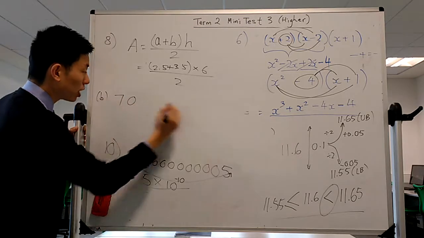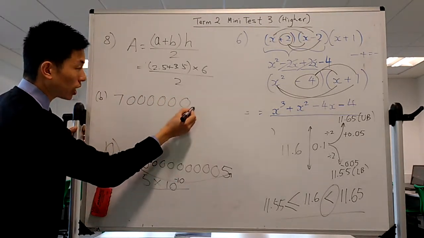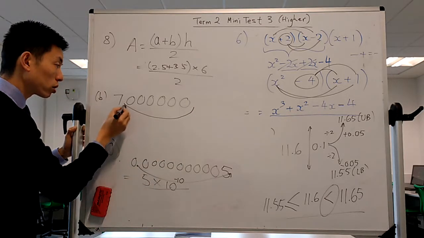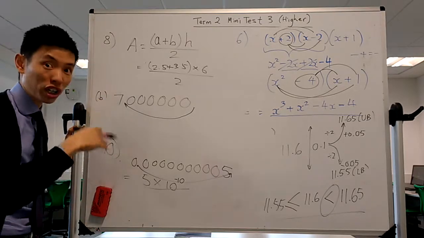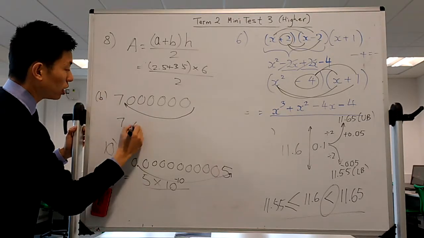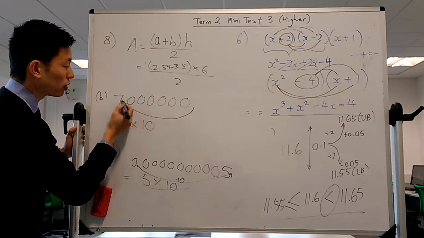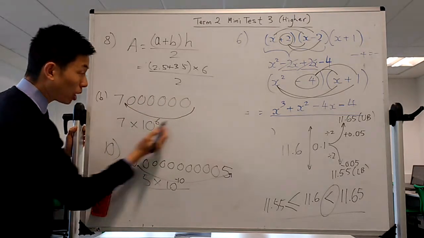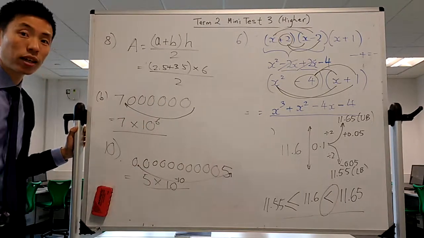And then lastly, number 10b is 7 million, with 6 zeros, 7 digits, 1, 2, 3, 4, 5, 6. So the decimal point goes behind the 7 because it has to be between 1 and 10, but not including 10. So 7 times 10 to the power of 1, 2, 3, 4, 5, 6. It's a big number, so it's going to be a positive index. Okay, that's it, done. Thank you.